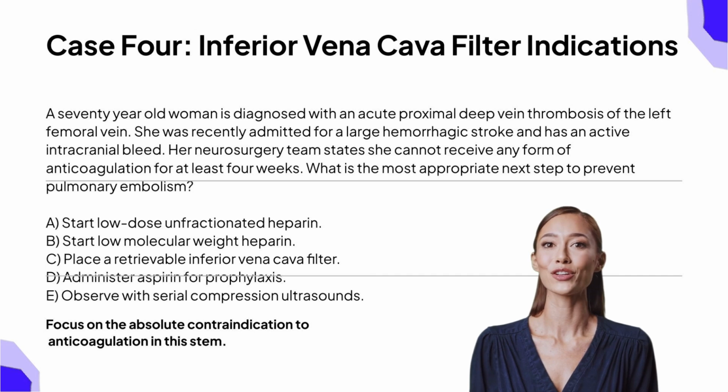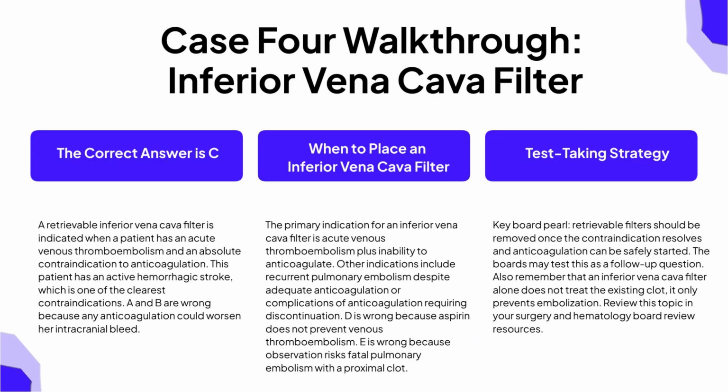Focus on the absolute contraindication. The correct answer is C, place a retrievable inferior vena cava filter. This is the classic board scenario for a filter. Acute venous thromboembolism plus absolute contraindication to anticoagulation. An active intracranial bleed is one of the strongest contraindications.